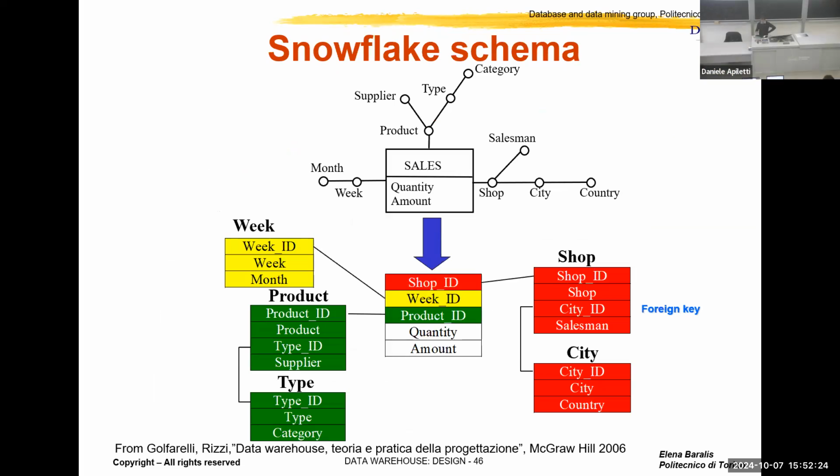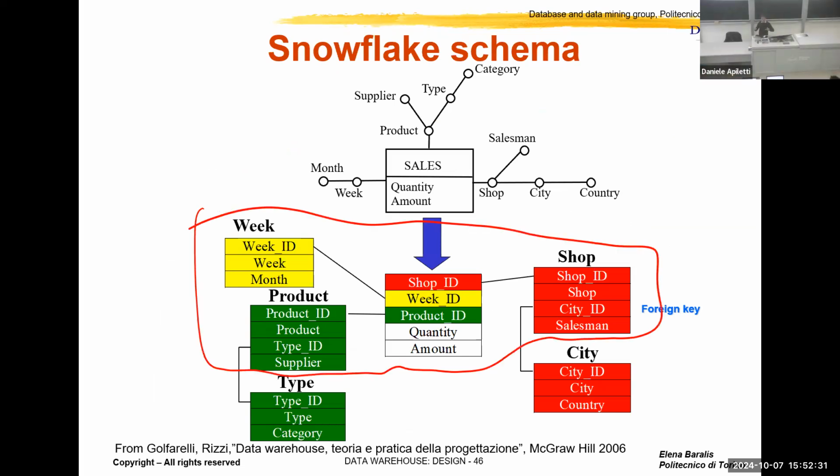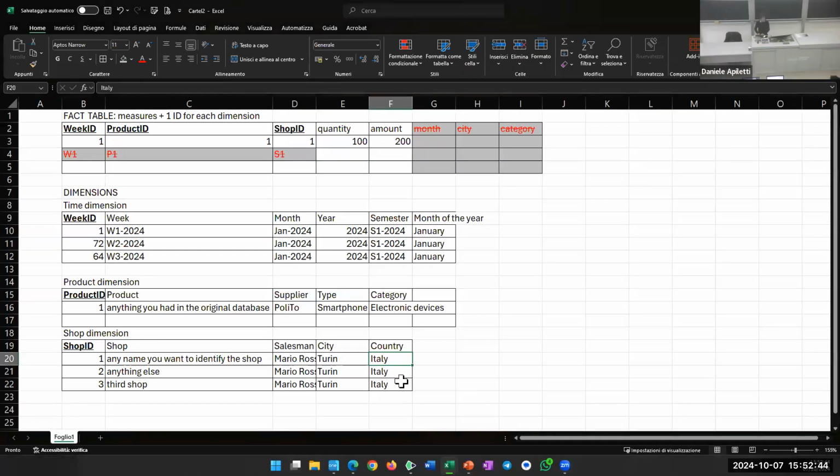Here, I have the same behavior until this. This is the same as before. Okay. But then, to reduce the redundancy, instead of saying always, this city is in Turin is in Italy, Turin is in Italy, Turin is in Italy, I remove this portion here, Turin, Italy, and I generate a new table, which is country ID, country. Okay.